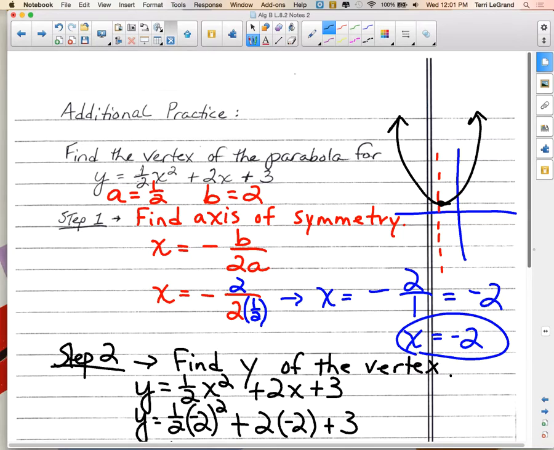The zeros are on the x-axis, and it's not crossing the x-axis anywhere, so this does not have any zeros, does it?